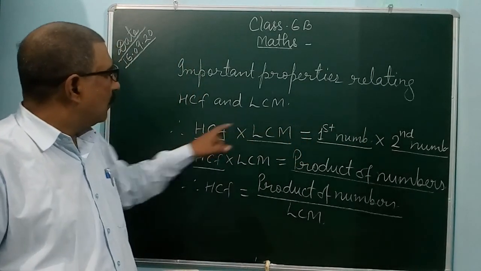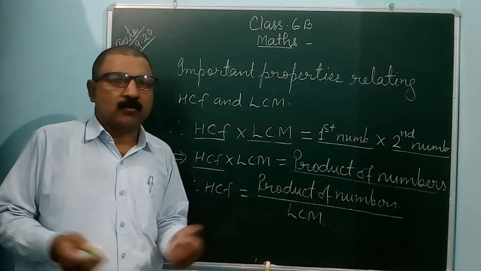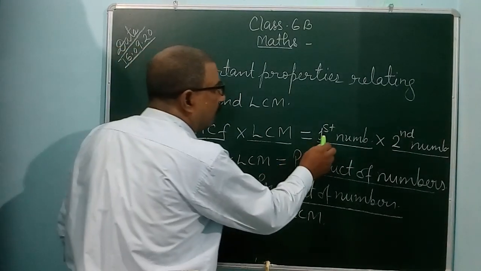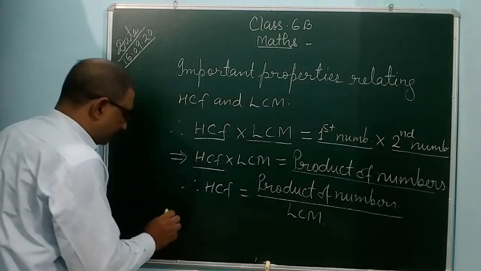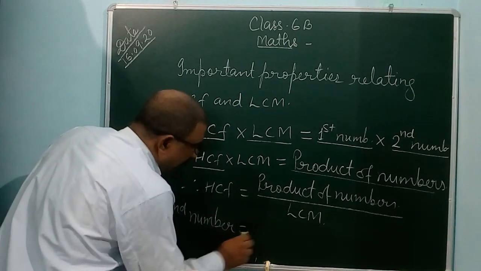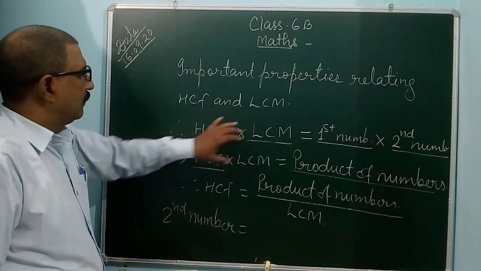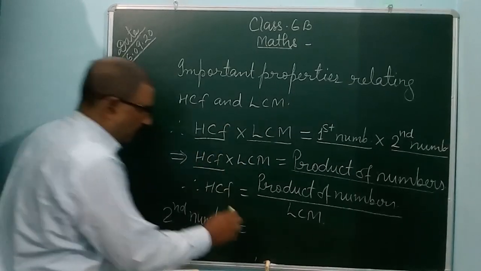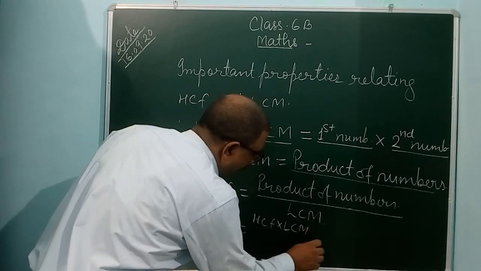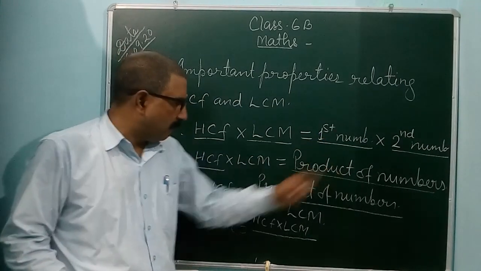Means there are 4 items, 1, 2, 3, 4. If you have 3 items, you can find out the last 4th item. Suppose you have first number, but you have not second number. So second number is equal to HCF multiplied by LCM, that will be dividend. HCF and LCM will be dividend. So HCF multiplied by LCM upon first number, you have to divide by first number to find out second number.